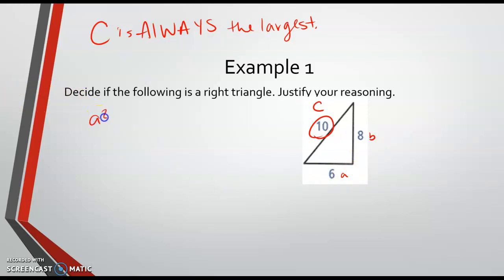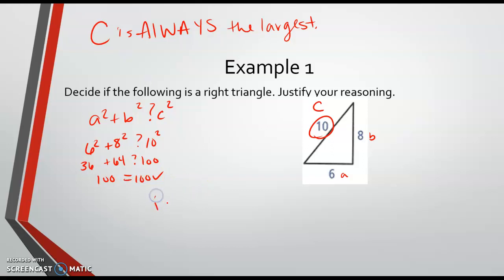So a squared plus b squared. I'm now going to make this question mark c squared. Why am I making it question mark c squared? Because I don't know if they're equal. And so now I'm going to plug it in. 6 squared plus 8 squared question mark 10 squared. All right, so we get 36 plus 64 question mark 100. And then 36 plus 64 is 100, so 100 equals 100. And so this one is a right triangle.